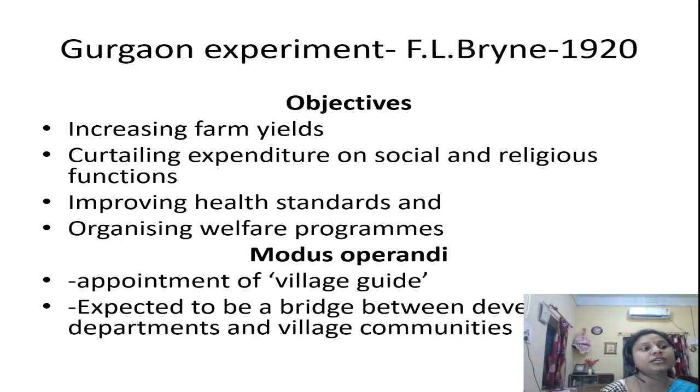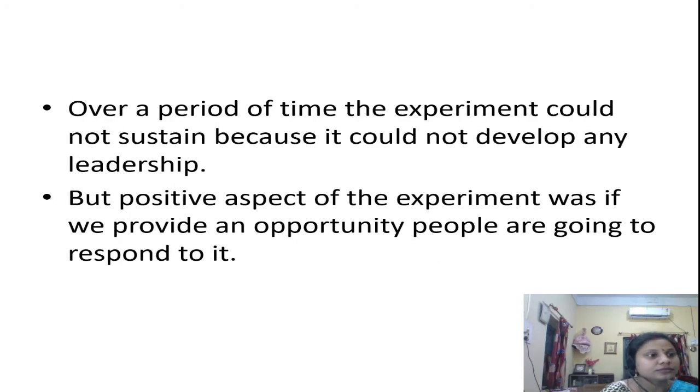So that was the major take-home message from these experiments, and that is why even today we are discussing the concepts introduced by F.L. Brayne in the form of the Gurgaon Experiment. The next achievement of the Gurgaon experiment that we can discuss is sanitation, from the point of view of construction of toilets and providing safe drinking water to the rural communities. This was another aspect of this Gurgaon attempt.